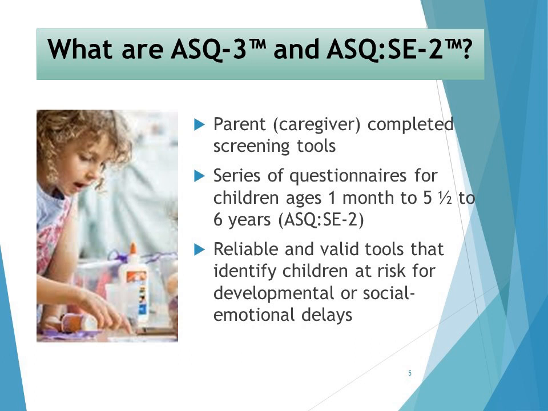They are two different series of questionnaires for children ages 1 month to 5.5 years for the ASQ, and up to 6 years for the social-emotional version of the tool. And we are continuing to do ongoing research to look at the reliability and validity of these tools and how well they're doing in really identifying kids at risk for developmental or social-emotional delays.